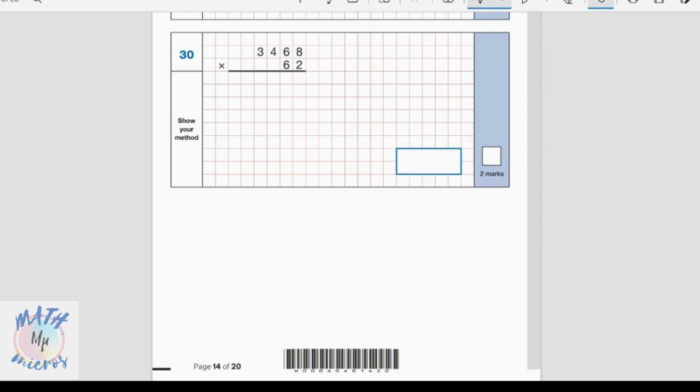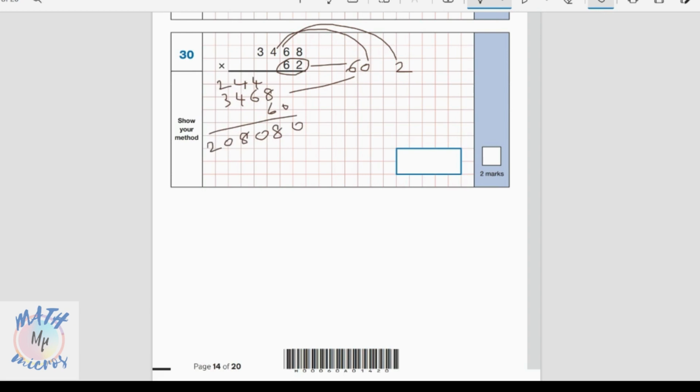3468 times 62. So I'm going to do the same like we did in the previous question. So 62, I'm going to split it into 60 and 2. And I'm going to multiply 3468 by 60, and then again multiply 3468 by 2. So when I multiply 3468 by 60, I put the 0, which is an added 0 at the end. And 6 times 8 is 48. 6 sixes are 36 plus 4, which is 40. All right. And 6 fours are 24 plus 4, which is 28. 6 threes are 18 plus 2, which is 20.